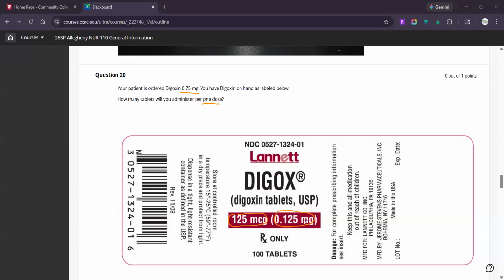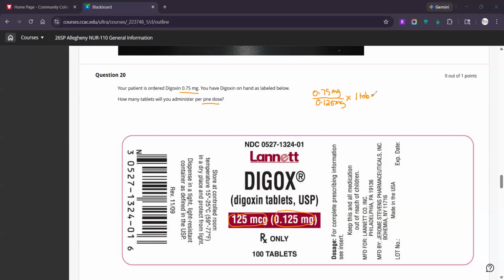So it's the same strength. It's just in a different concentration, milligram versus microgram. Since the order's in milligrams, we can use the milligram. So all I'm going to do is take my 0.75 milligrams, my order, over my available, which is 0.125 milligrams, and then it's per tablet, one tablet.